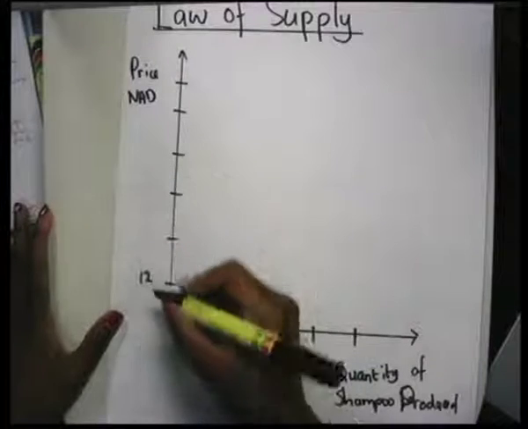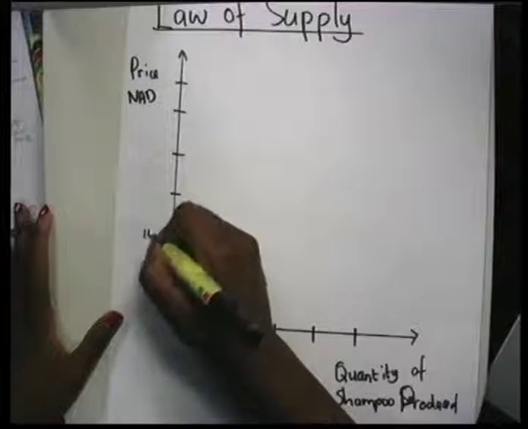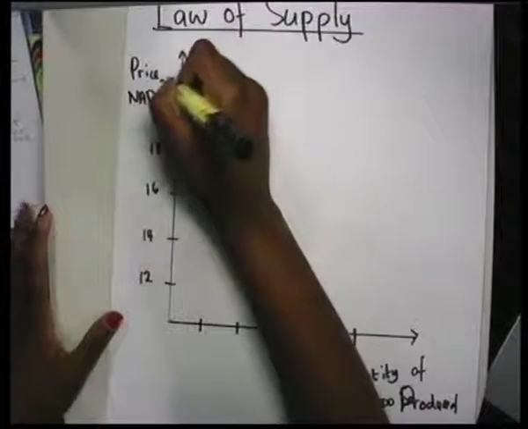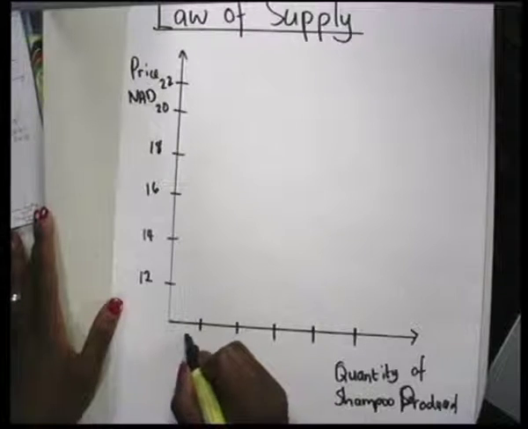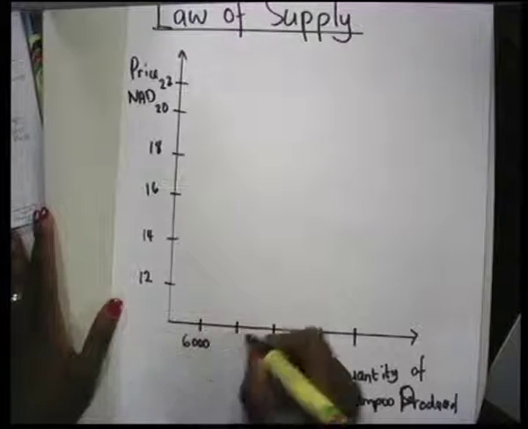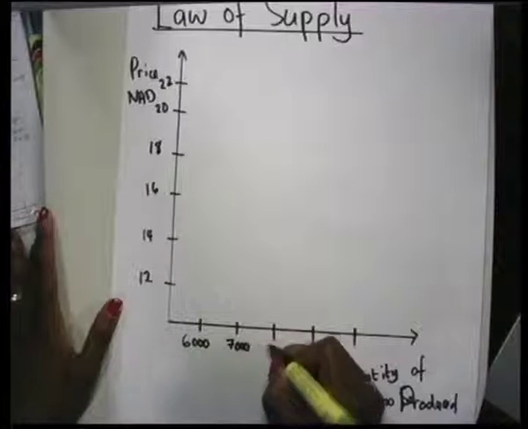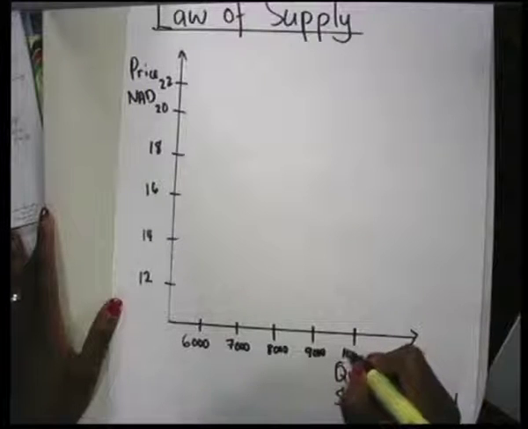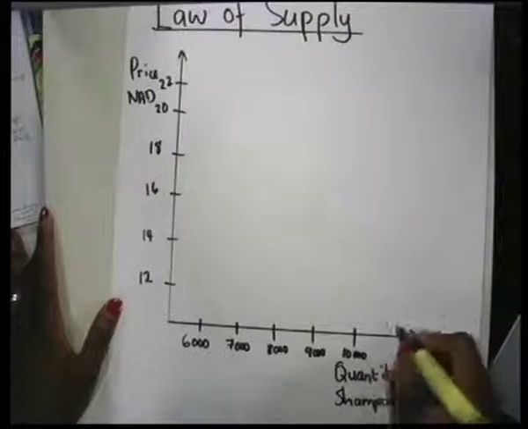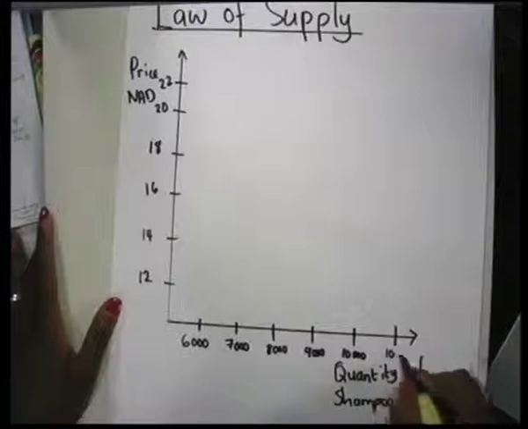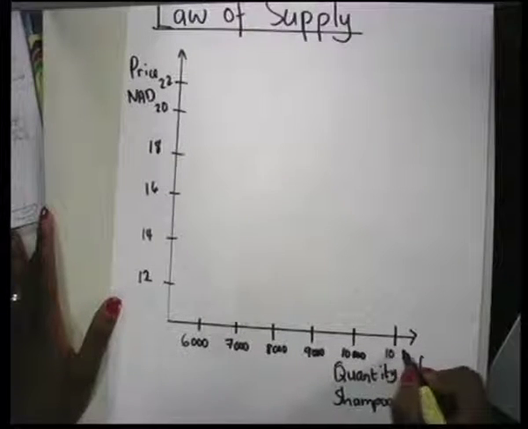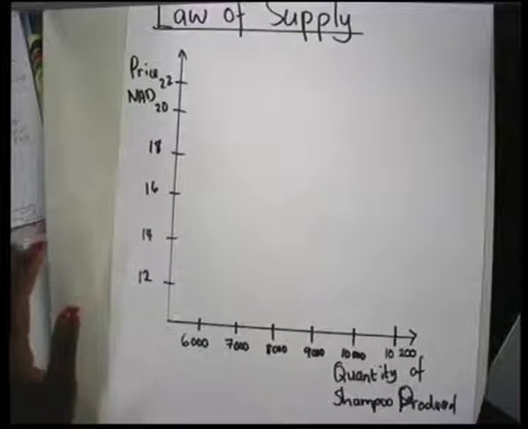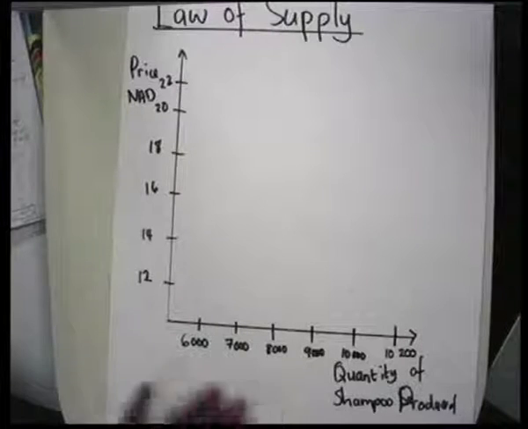We have 12, 14, 16, 18, 20, and 22. Then we have quantities as follows. We have 6,000, 7,000, 8,000, 9,000, 10,000, and 10,200. All this information I get from the information that has been given to us.